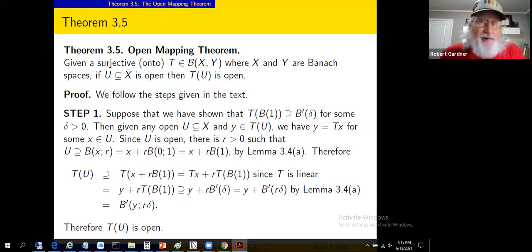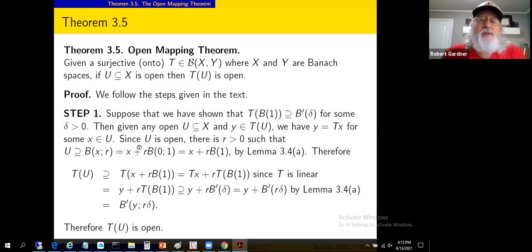So suppose, because we're going to do it in the following steps, we've shown that T of B of 1 contains the open ball B prime of delta for some delta greater than 0. That's the only information we need to show that if U is open in X, then T of U is open in Y, as follows. Establishing that is going to take a while. Given any open U, a subset of X, let y be an element of T of U. So we have y equals T of x for some x in U. That's simply what these things mean, using the lowercase letters in very suggestive ways as to which Banach space they're from.